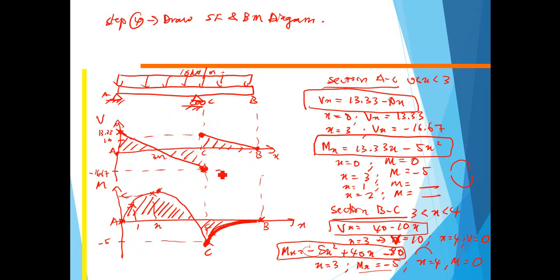From the maximum value, you can further analyze the maximum shear stress. Because you already have the shear force, you can calculate the shear stress, equal to V over A, or VQ over IT, later. And from the maximum bending moment, you can calculate the maximum normal stress, which is equal to Mc over I. That's it for example number 2.